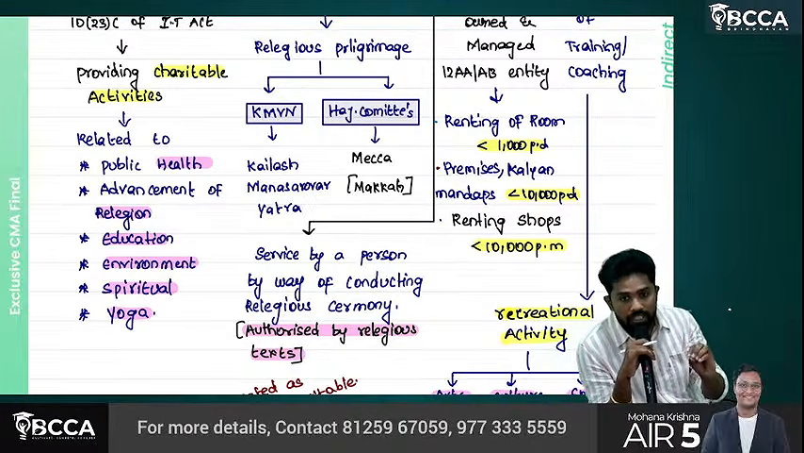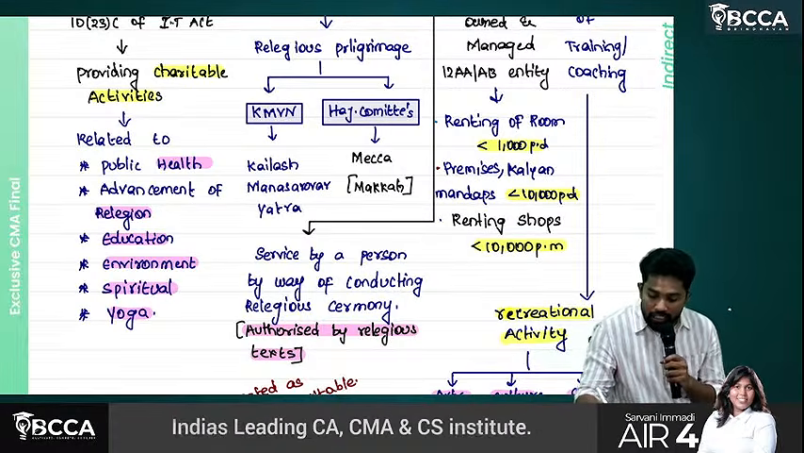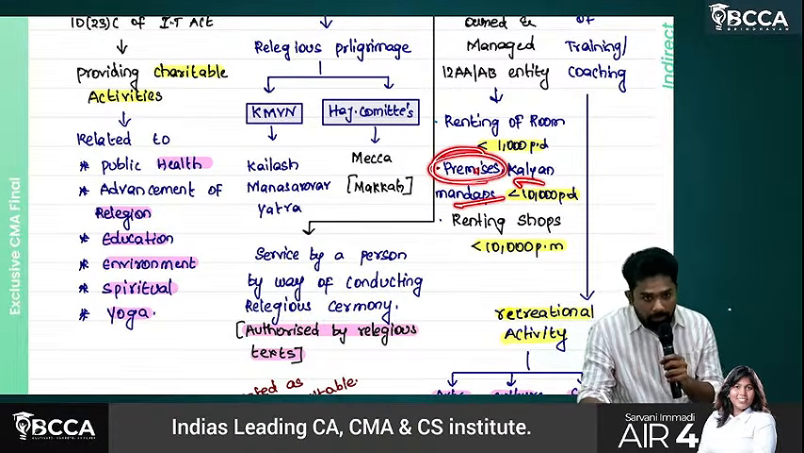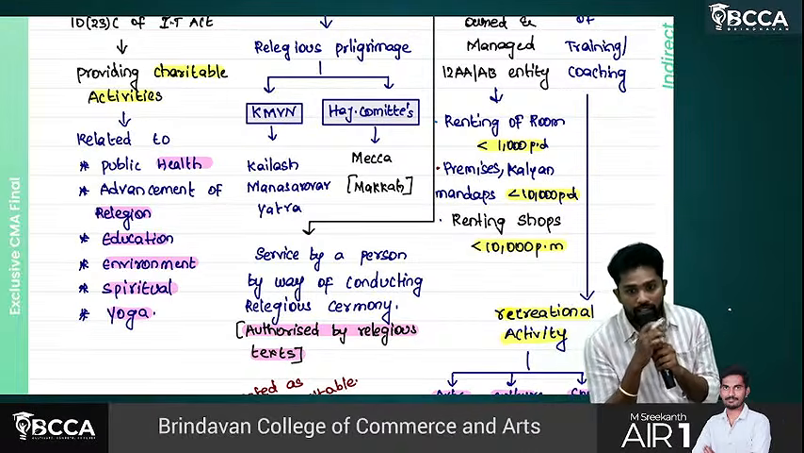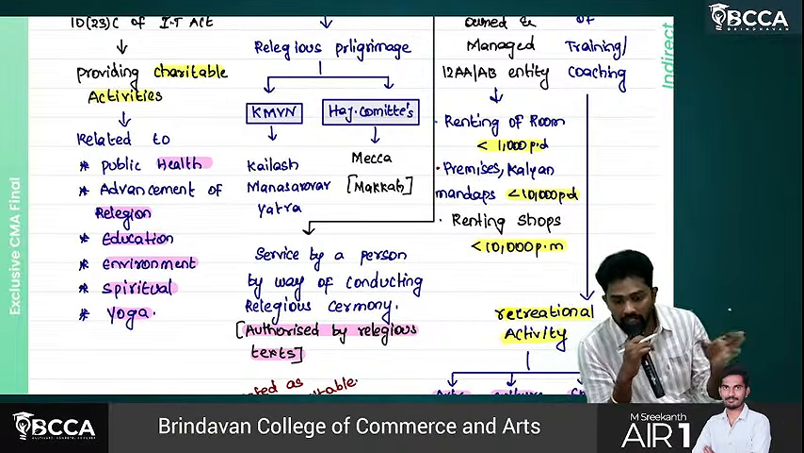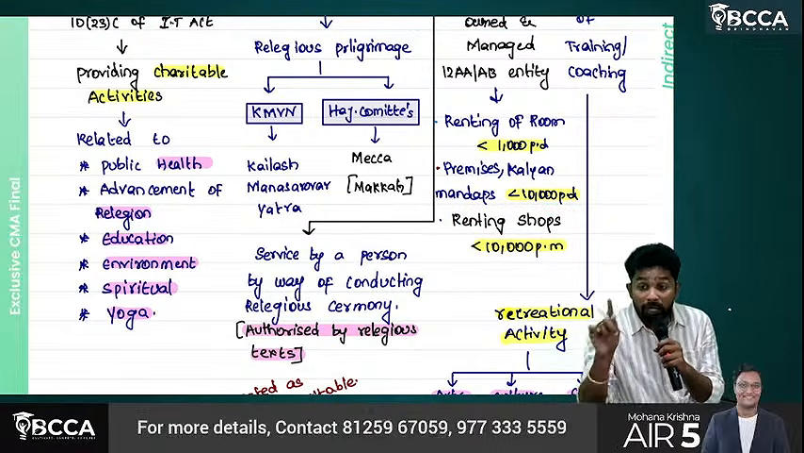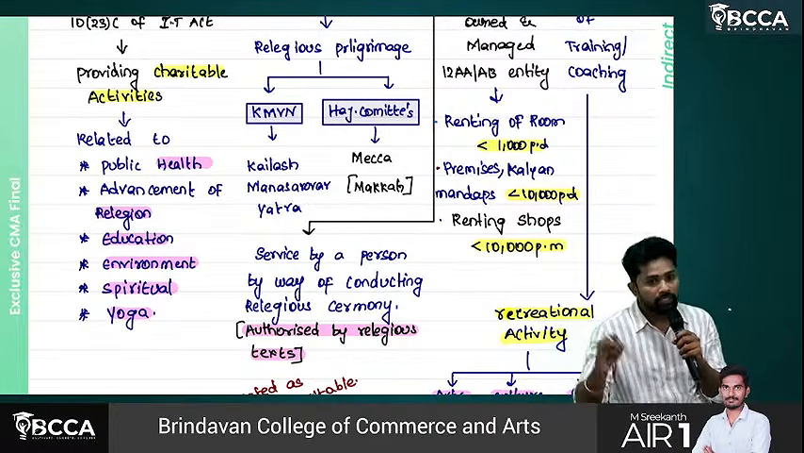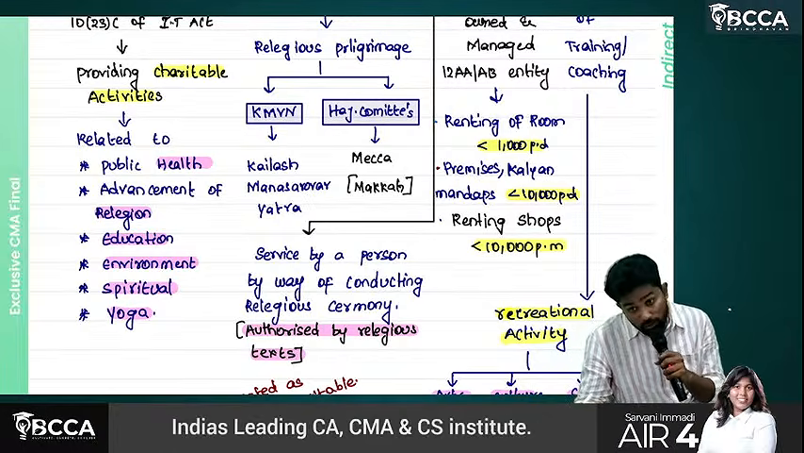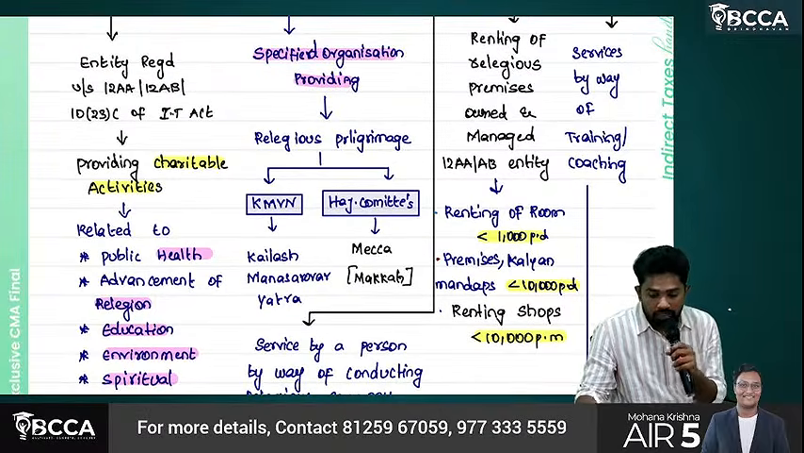Then renting of Kalyan Mandaps or premises for any other gatherings. Sir, it need not be Kalyan Mandaps only; it could be their premises also. Per day, if they charge less than 10,000 per day, exempted. More than or equal to 10,000, taxable. Renting of shops less than 10,000 per month, exempted. So rooms less than 1,000 per day, premises and Kalyan Mandaps less than 10,000 per day, shops less than 10,000 per month, then they are exempted.